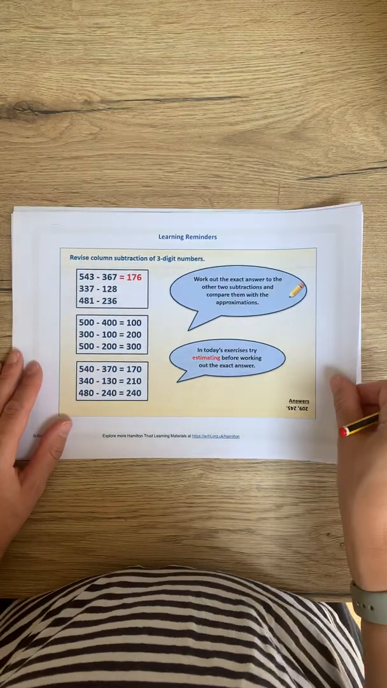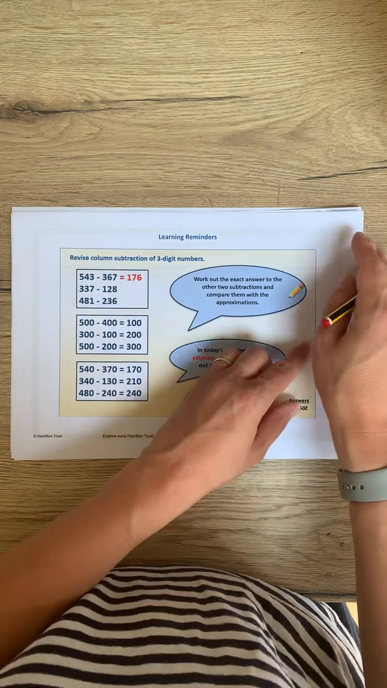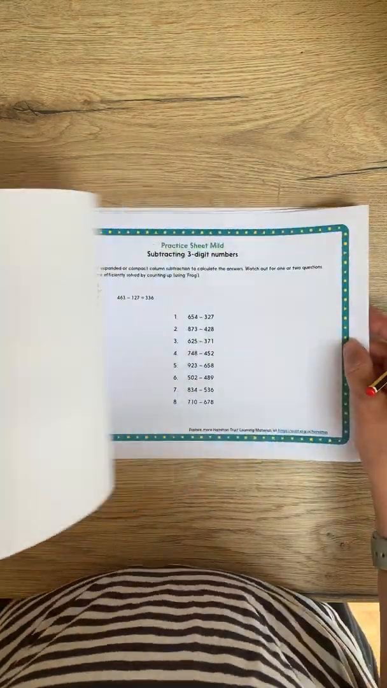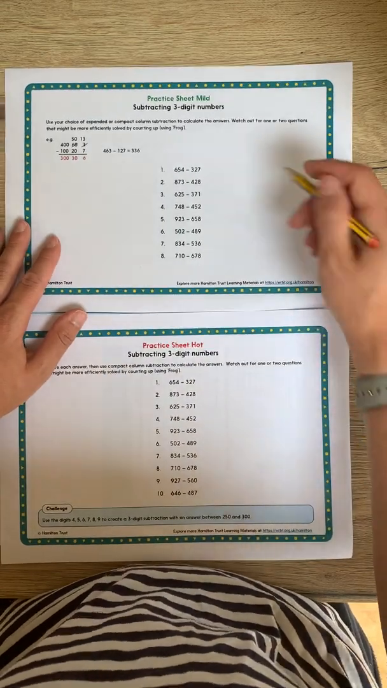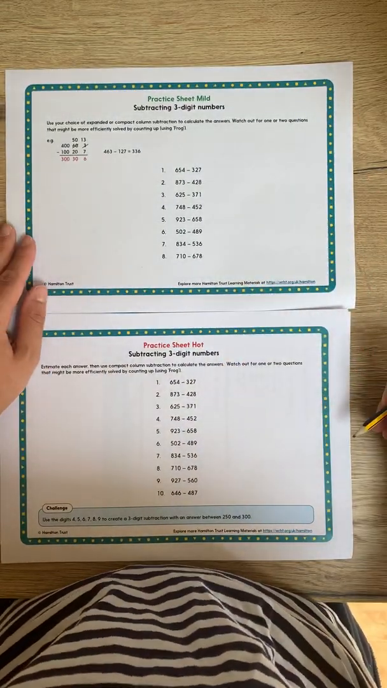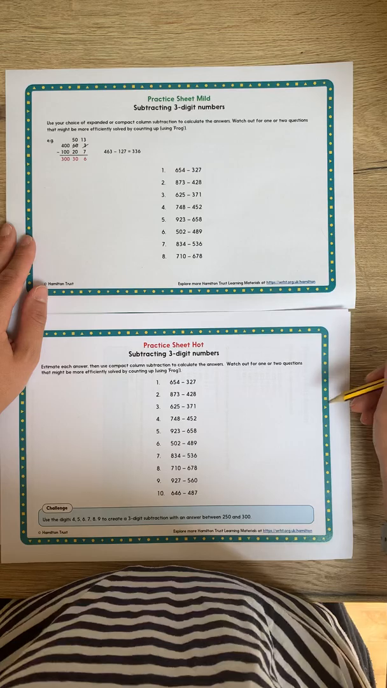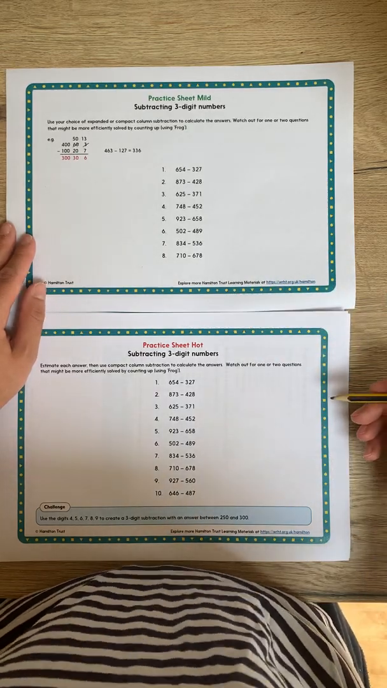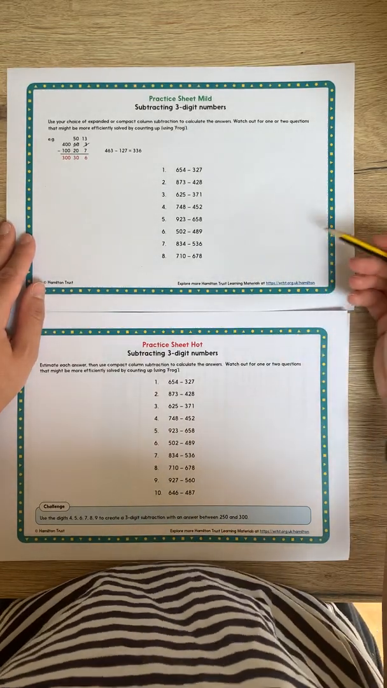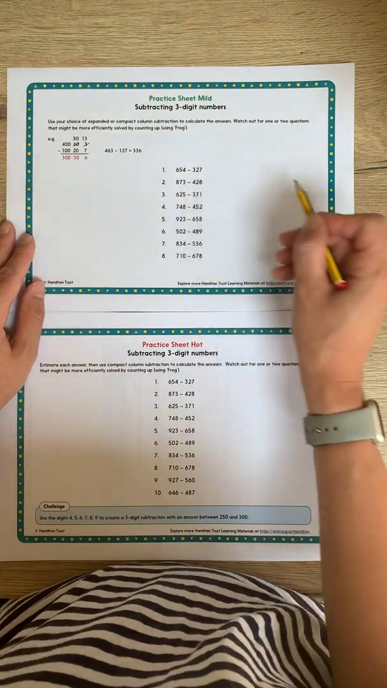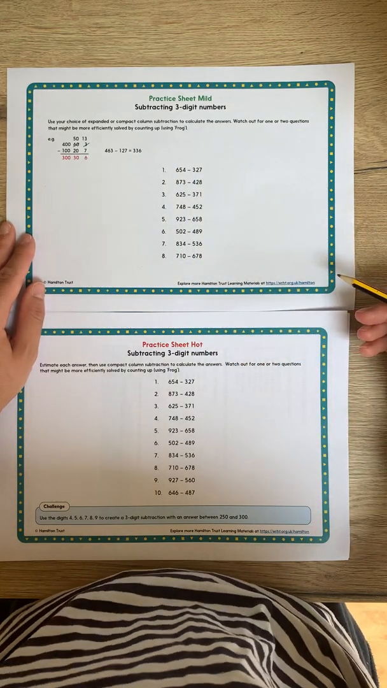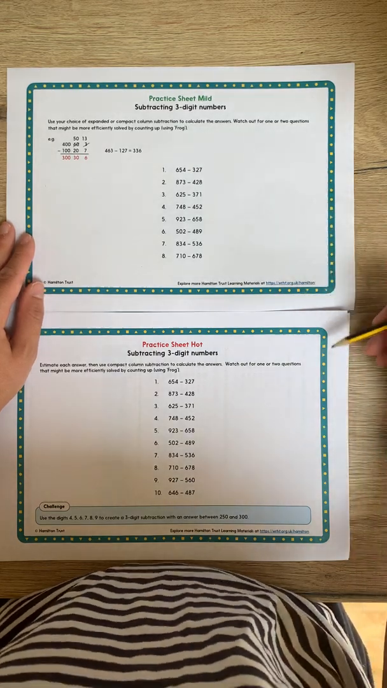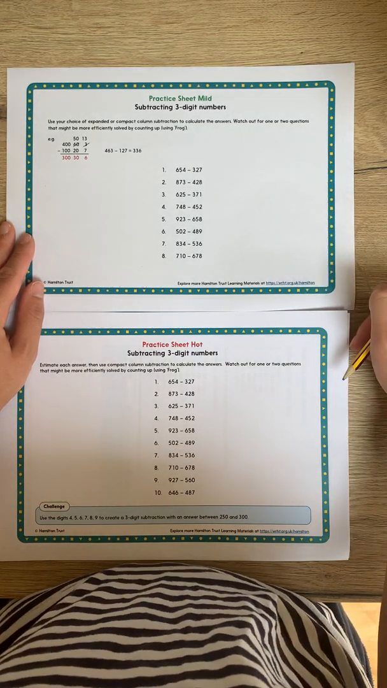So today's learning or practice slides, I would like you to have a go at estimating first, having a look at the number sentences. Some are the same on the mild and the hot sheet, some are slightly different. But I would like you to estimate first by either rounding to the nearest 100 for each number, or if you're feeling confident, round to the nearest tens number before you have a go at working out these calculations.